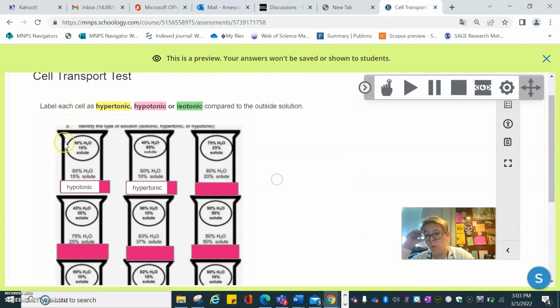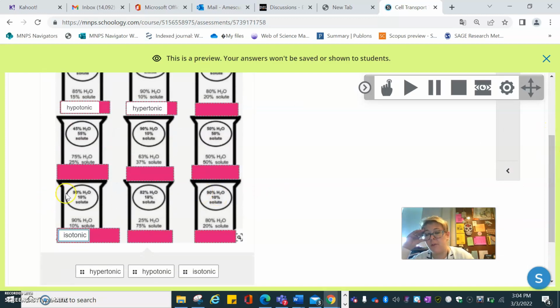If there's more water inside the cell than outside, the cell is hypotonic. If there is less water inside the cell than outside, the cell is hypertonic. If there is the same amount of water inside and outside, the cell is isotonic.